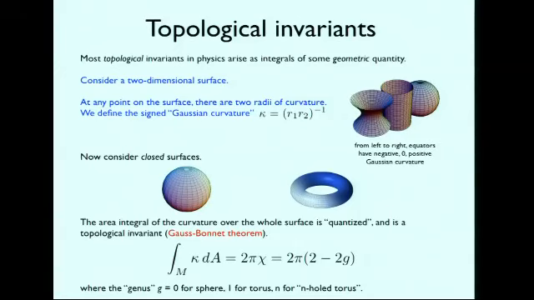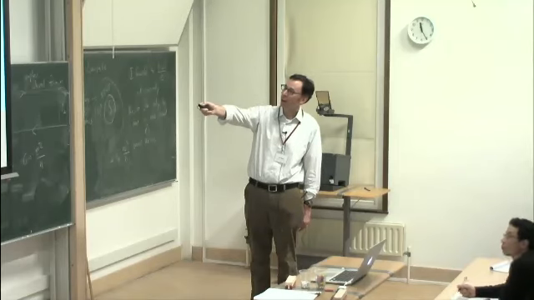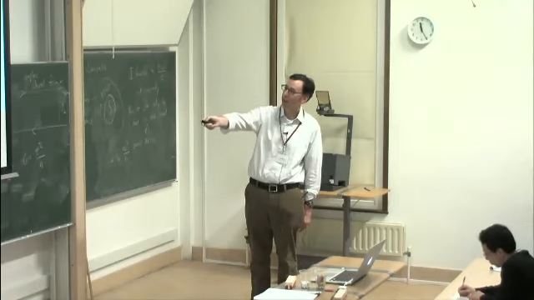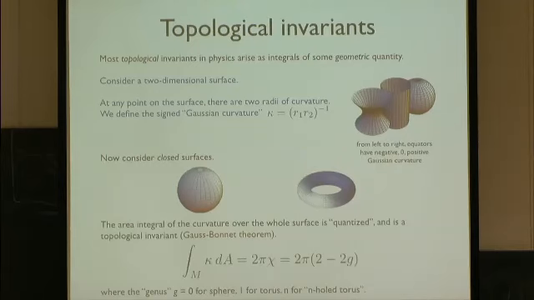So for this case, I get 2 pi times the Euler characteristic, basically the number of holes. So for example, the sphere has surface area 4 pi r squared. Gaussian curvature is 1 over r squared, so I get 4 pi. And it's 4 pi however I distort the sphere, as long as I don't cut it. The torus will give me 0 because the negative curvature on the inside cancels out the positive curvature on the outside.